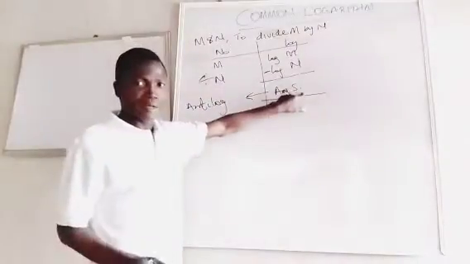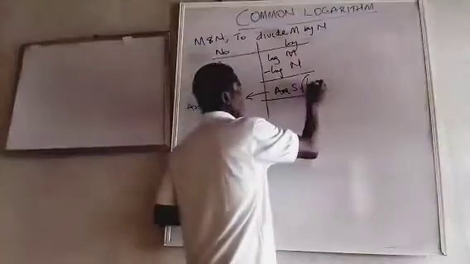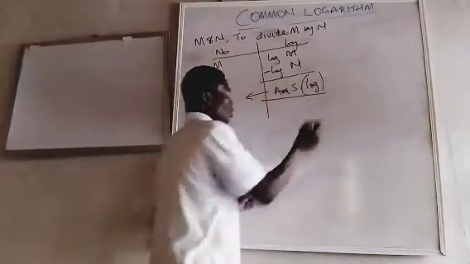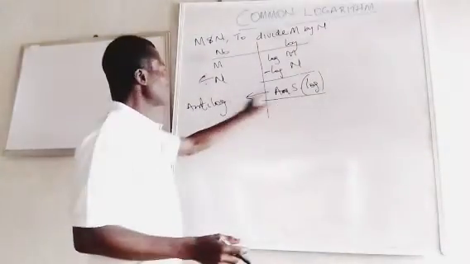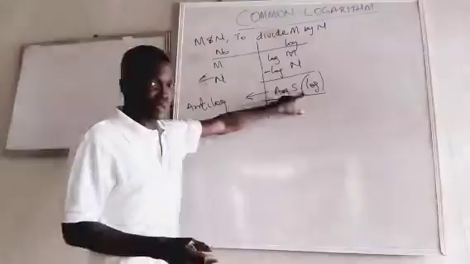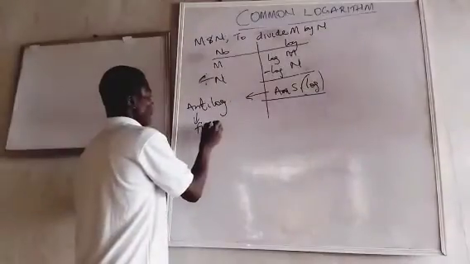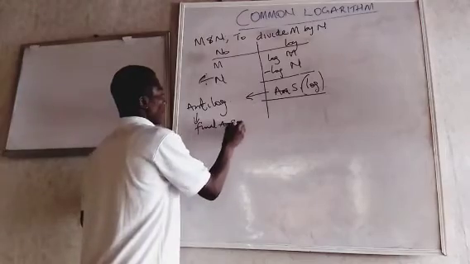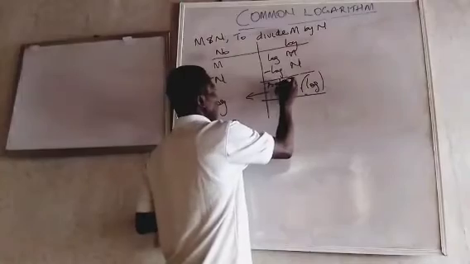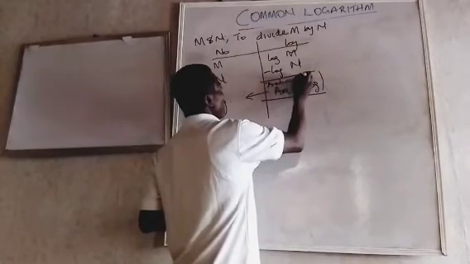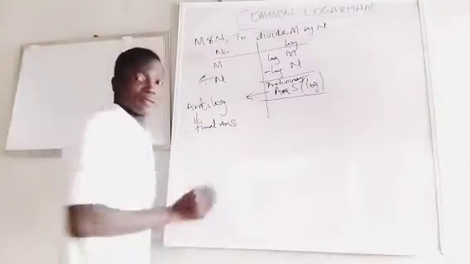So the answer here, we still have to get it because it will be in logarithm. So we will now go and check the antilog table to get the original answer. So the antilog of this log is the final answer. This one is just a preliminary answer. Now, we have gotten this.